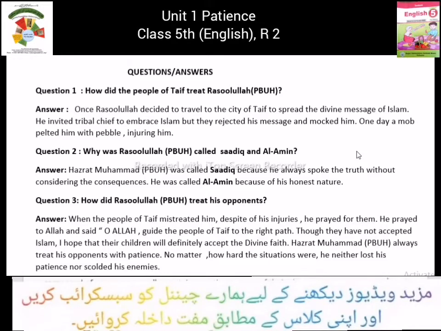Next is, how did Rasulullah sallallahu alaihi wasallam treat his opponents? When the people of Taif mistreated him despite his injuries, he prayed for them. He prayed to Allah and said, "Oh Allah, guide the people of Taif to the right path. Though they have not accepted Islam, I hope that their children will definitely accept the divine faith." Hazrat Muhammad, peace be upon him, always treated his opponents with patience. No matter how hard the situations were, he neither lost his patience nor scolded his enemies.